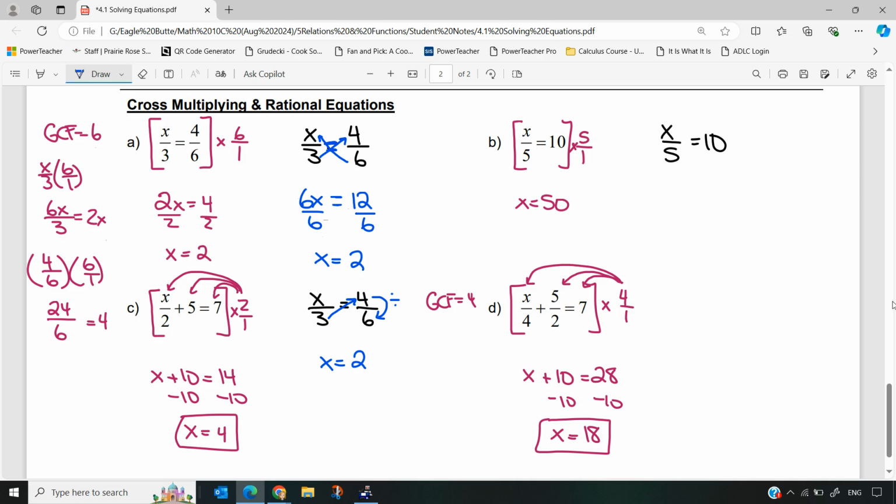Taking a look at part B, we can follow that same method. Again, it's just a special case. It only works with certain circumstances, but I have x over 5 equals 10, or x over 5 equals 10 over 1. We can cross multiply, so 1 times x is 1x, and 5 times 10 is 50, and so that means x equals 50. If we wanted to do this in one step, we would have 5 times 10 divided by my leftovers, so 5 times 10 divided by 1. 5 times 10 is 50, divided by 1 is 50.